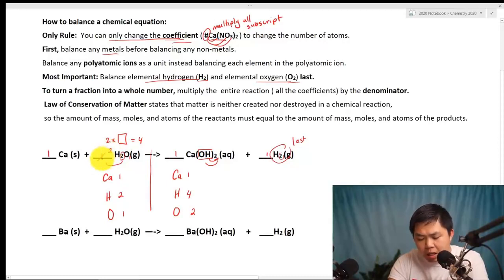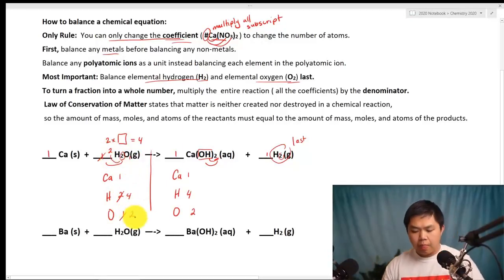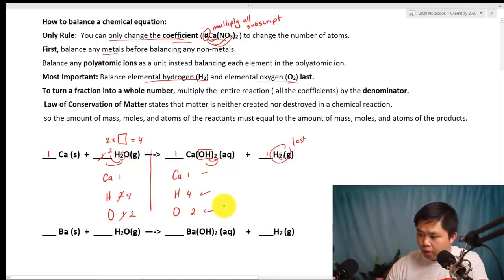And notice how I just got rid of the coefficient 1, because we are now replacing it with 2. So if that's the case, we have 2 times 2 giving us 4, and then we have 2 times 1 giving us 2. And look what happened. The calcium is balanced, the hydrogen is balanced, as well as the oxygen. So let's try another one.